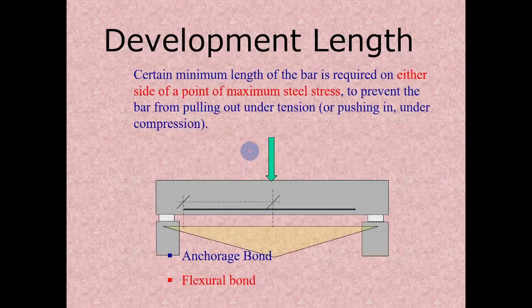So the minimum length of the bar on either side of this maximum stress point is called the development length. Why are we calling it a development length here? Because the resistance here is developed by both anchorage bond and flexural bond. In the previous case, the resistance is developed only by the anchorage bond. So wherever we have both flexural bond and anchorage bond, we call it a development length. Otherwise, it is an anchorage length.